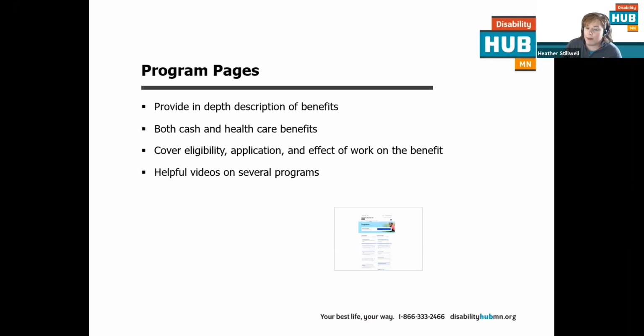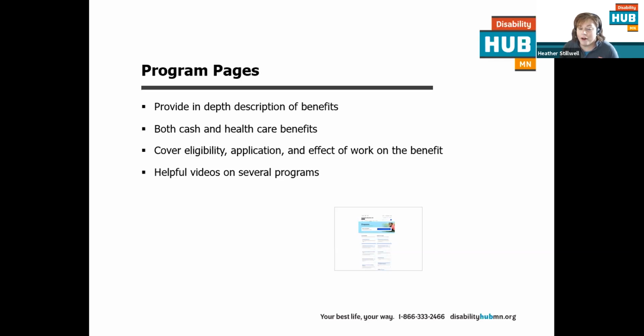On the program pages, if Anita and her family want more specific information about benefits she receives, and particularly how work is going to impact them, or if she would be eligible and how to apply for them, they can go over to the program section on DB 101. The articles in the program section address both cash benefits and healthcare benefits at the state and federal level.